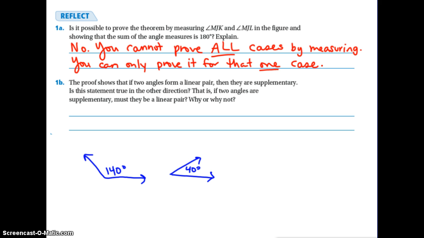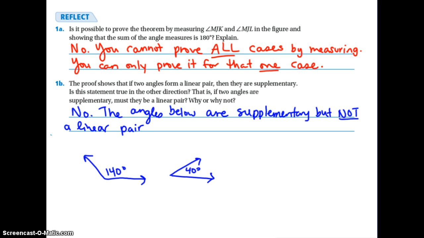So you'll see that I've drawn two angles here. These two angles are supplementary. However, do they form a linear pair? The answer to that is no. So the converse is not true. So you need to say that the angles below are given as an example. Remember, to prove things false, you only need one counterexample. It's much easier to prove things false than it is to prove things true.